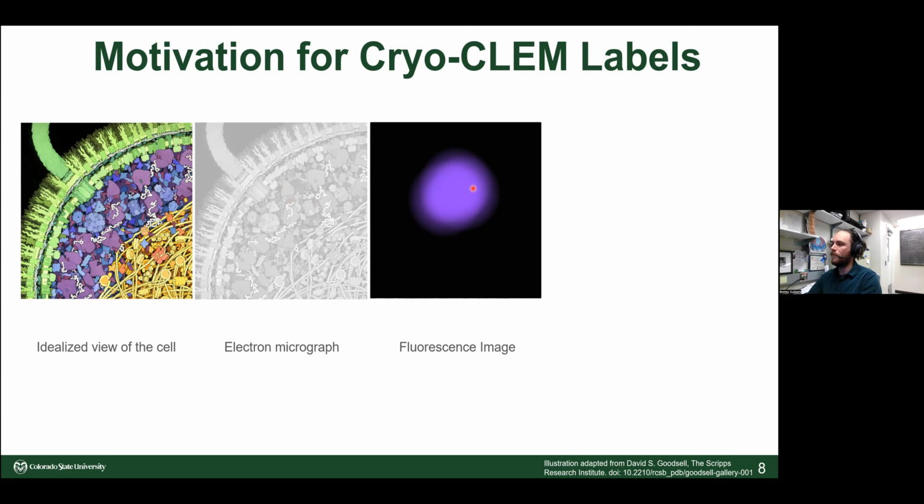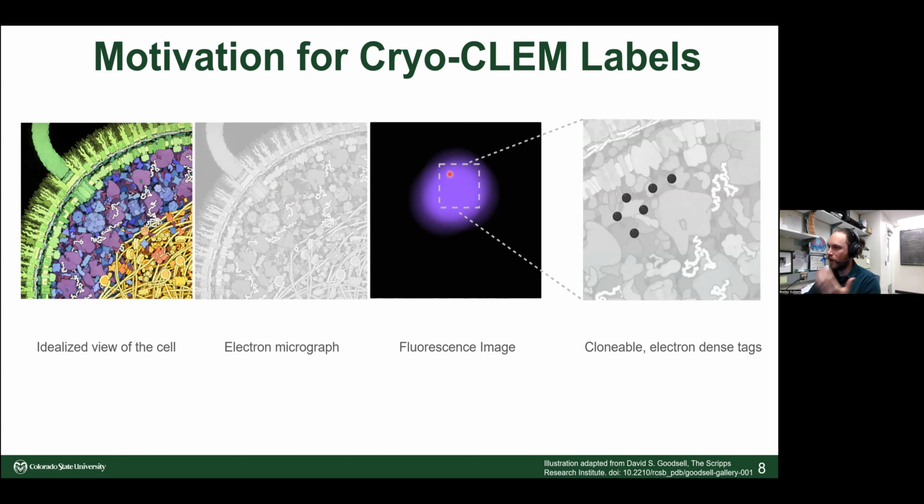When we then have this area to look at, we can zoom in with our electron microscope. And if we've got an electron dense tag, we can see our protein of interest at this higher resolution by proxy of these electron dense tags. So this is the area where our lab is working. We're developing tools for cryo-EM and cryo-CLEM.